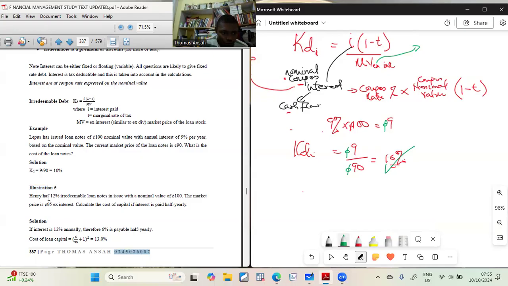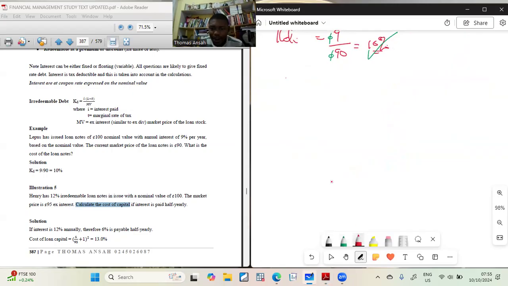Now, we have a 12% irredeemable loan. And the nominal 100, of course. The market price is 95 ex interest. Calculate the cost of capital if interest is paid half yearly. So you've seen that they've changed the dynamics a little bit. But if you remember, you used to do this.